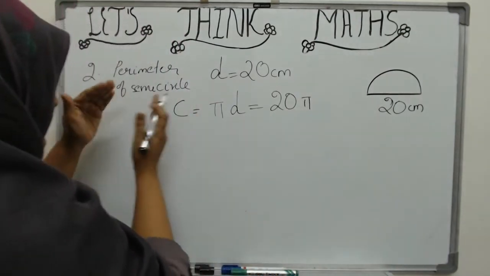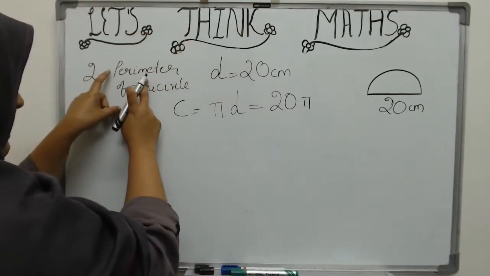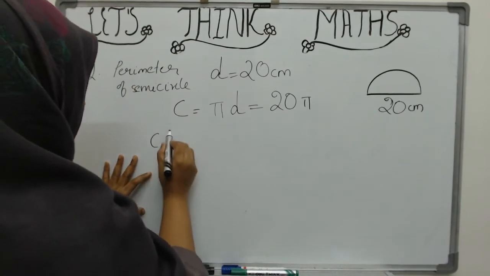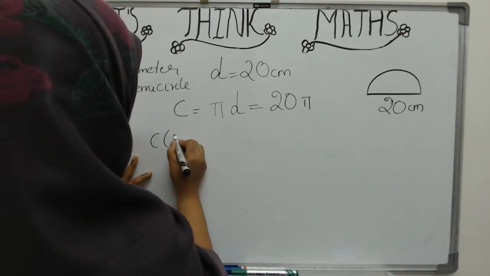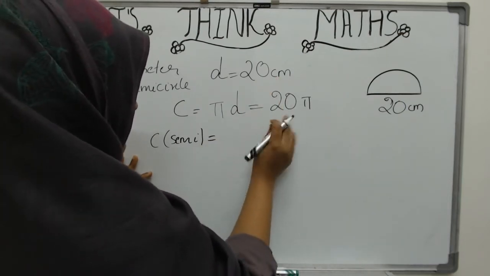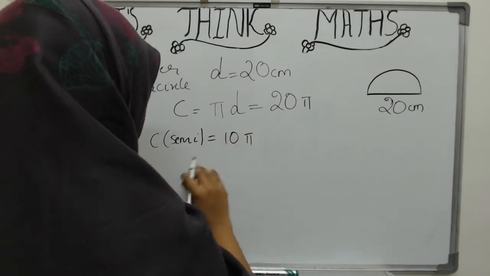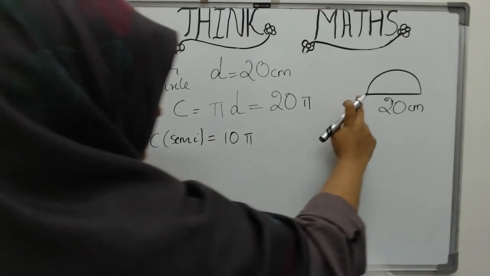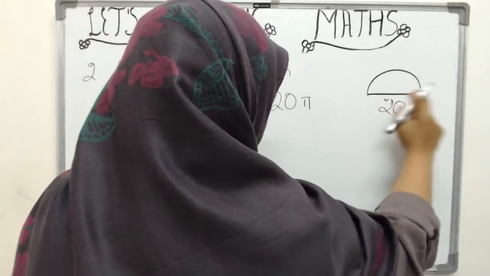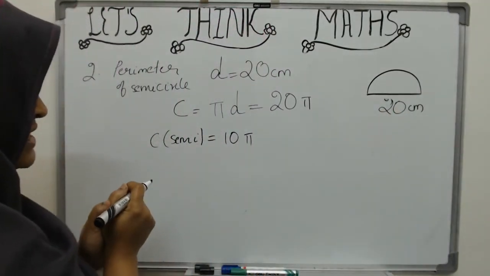So the semicircle is half of the circle. So will the perimeter of the semicircle be just half of this? 20 pi divided by 2 is just 10 pi. Is that all? But you see, you have this also. You have to consider this diameter also. I often see students making mistake in that part.